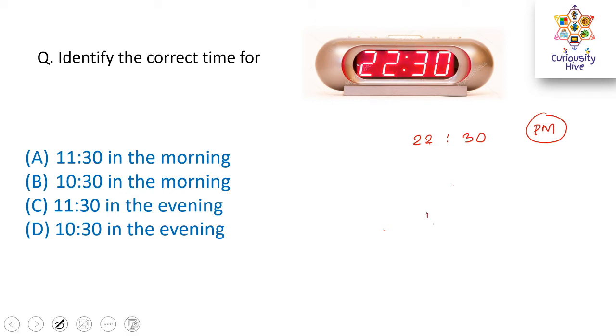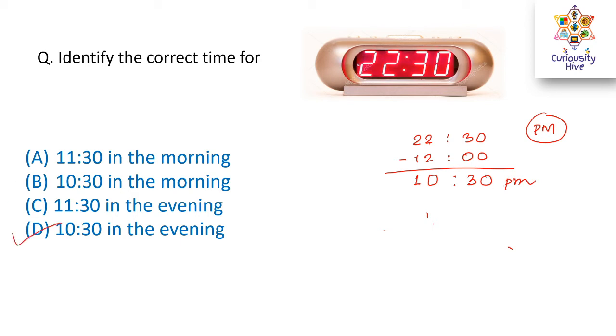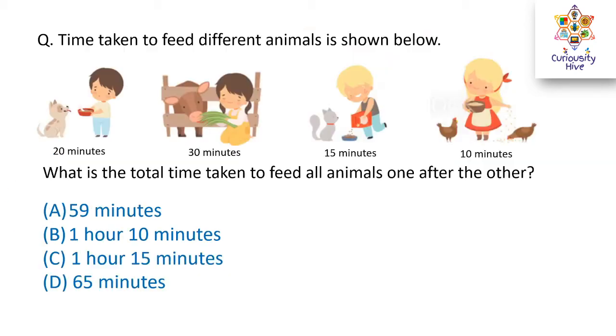So to find the exact time, all we need to do is subtract 12 from it. So 0 minus 0 is 0, 2 minus 2 is 0, and 22 minus 12 is 10. So it is 10:30 p.m., which is 10:30 hours afternoon or 10:30 in the evening.